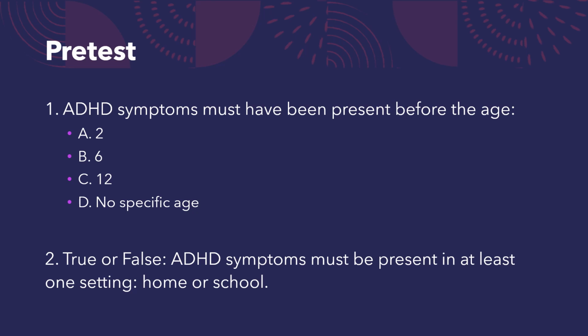Pretest. Number 1: ADHD symptoms must have been present before the age of A, 2, B, 6, C, 12, or D, no specific age. Number 2, true or false? ADHD symptoms must be present in at least one setting, home or school.